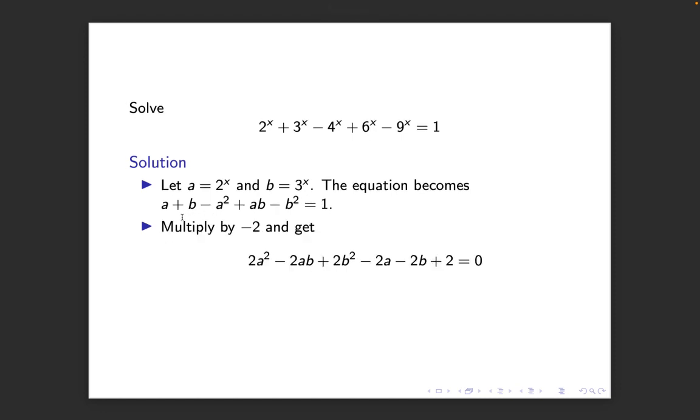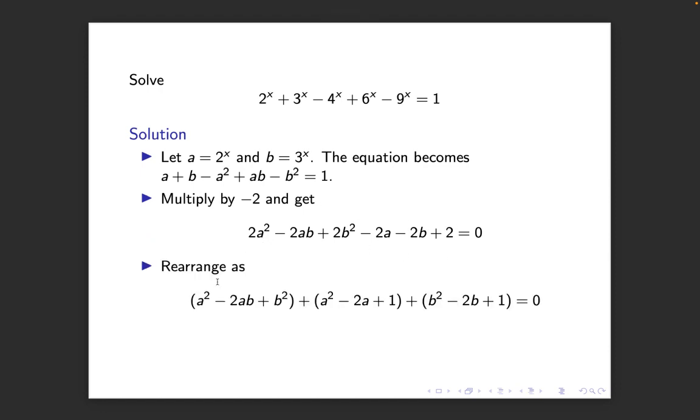So I want to multiply this equation by -2, and the reason I want to multiply it by -2 is because I want to have positive a squared, positive b squared here. So when I multiply this by -2, I will get 2a squared, this will be 2b squared. I will have minus 2ab, minus 2a minus 2b, and I will have minus 2 on the right hand side of the equation, which I will move to the left hand side as plus 2.